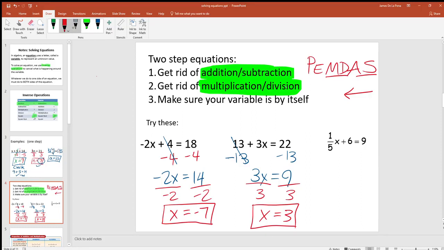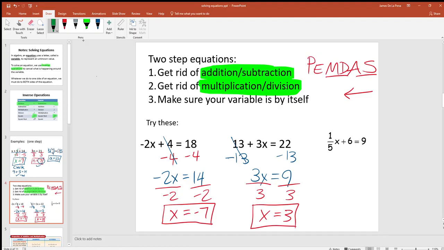Let's do the last one here. Let's do that in green. We have 1/5 x plus 6 equals 9. Again, the 1/5 x, you can think about that in 2 ways. You can say that's the fraction 1/5 multiplied by x, so it's multiplication. Or you can think of it as x divided by 5. Again, that's 2 different ways of saying the same thing.